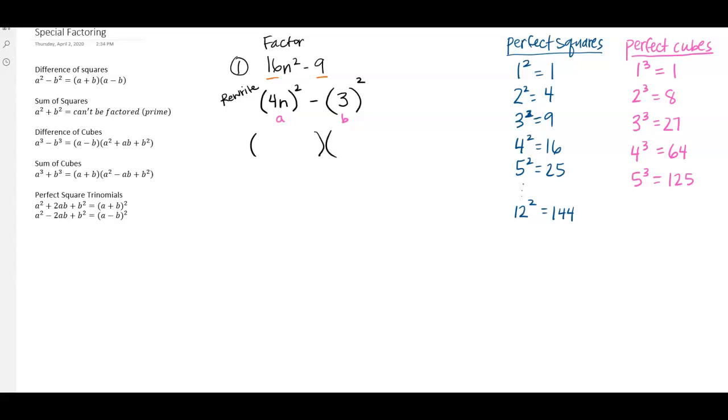So I write this down. So in my first parenthesis, my A is 4n. So I'm going to have 4n plus 3, and then I'm going to have 4n minus 3 in my other parenthesis, right? Noticing that my a plus b, a minus b. And so that is your answer on that one. Okay? So that's how we factor a difference of squares.